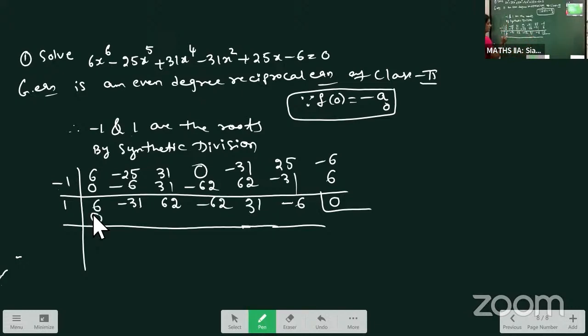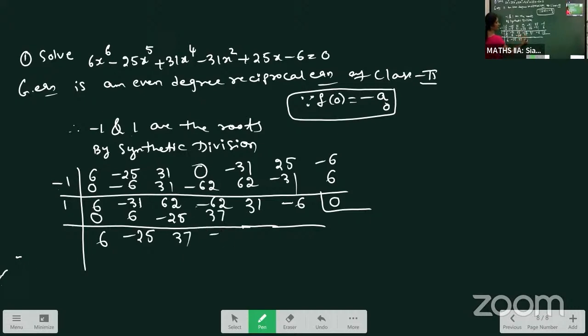Take the first plus 0. Add 6 plus 0, 6. 1 into 6, 6. Minus 31 plus 6, minus 25. Multiply 1 into minus 25, minus 25. 62 minus 25, 37. Multiply 1 into 37, 37.